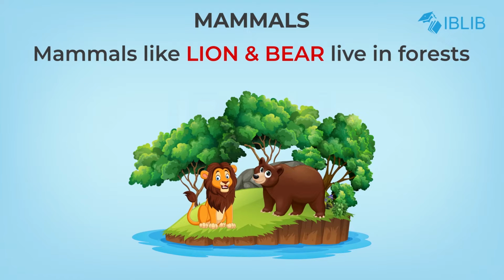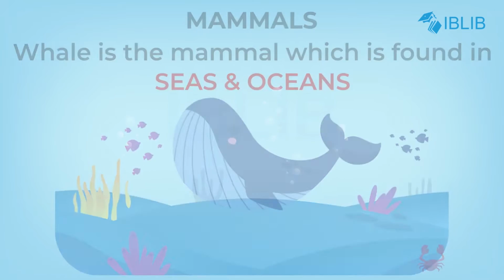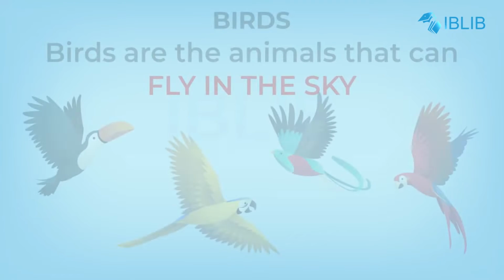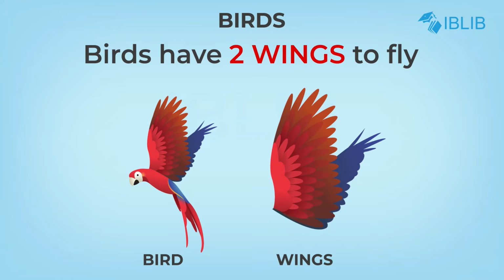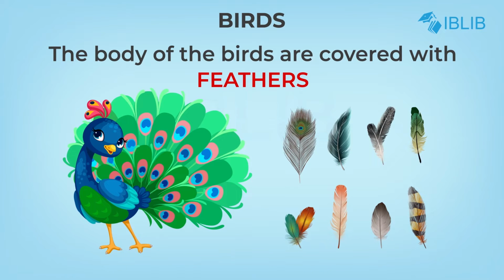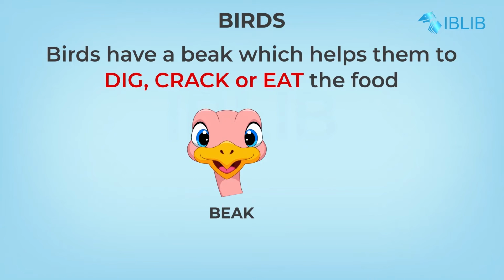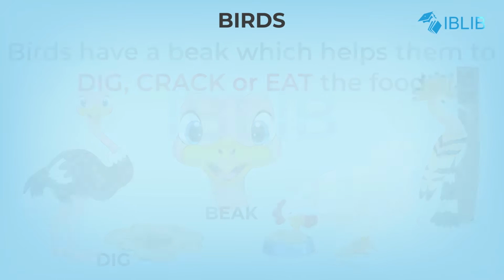Mammals like bear and lion live in forest. Whale is the mammal which is found in the sea or the oceans. Birds. Birds are the animals that can fly in the sky. Birds have two wings to fly. The body of the birds is covered with feathers. Birds have a beak which help them to dig, crack or eat the food.